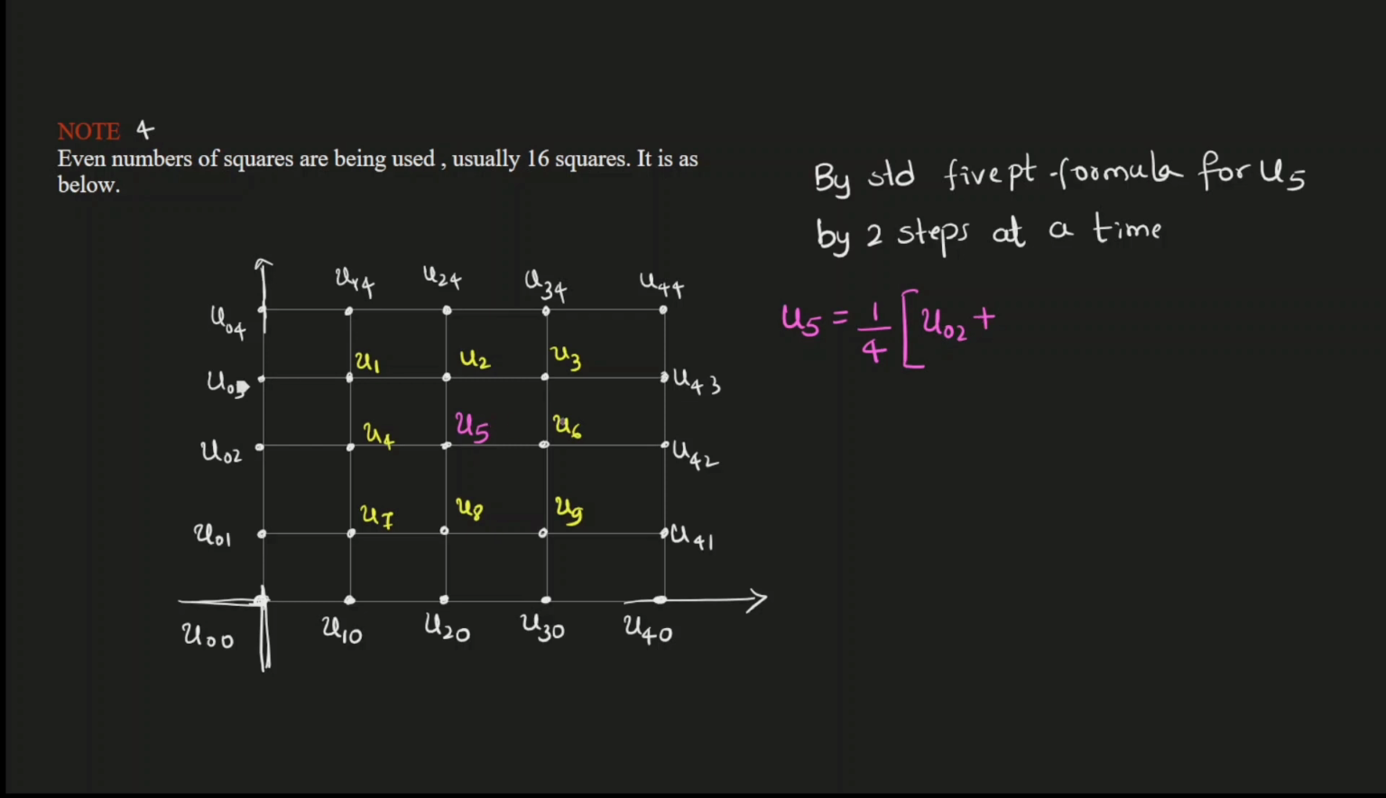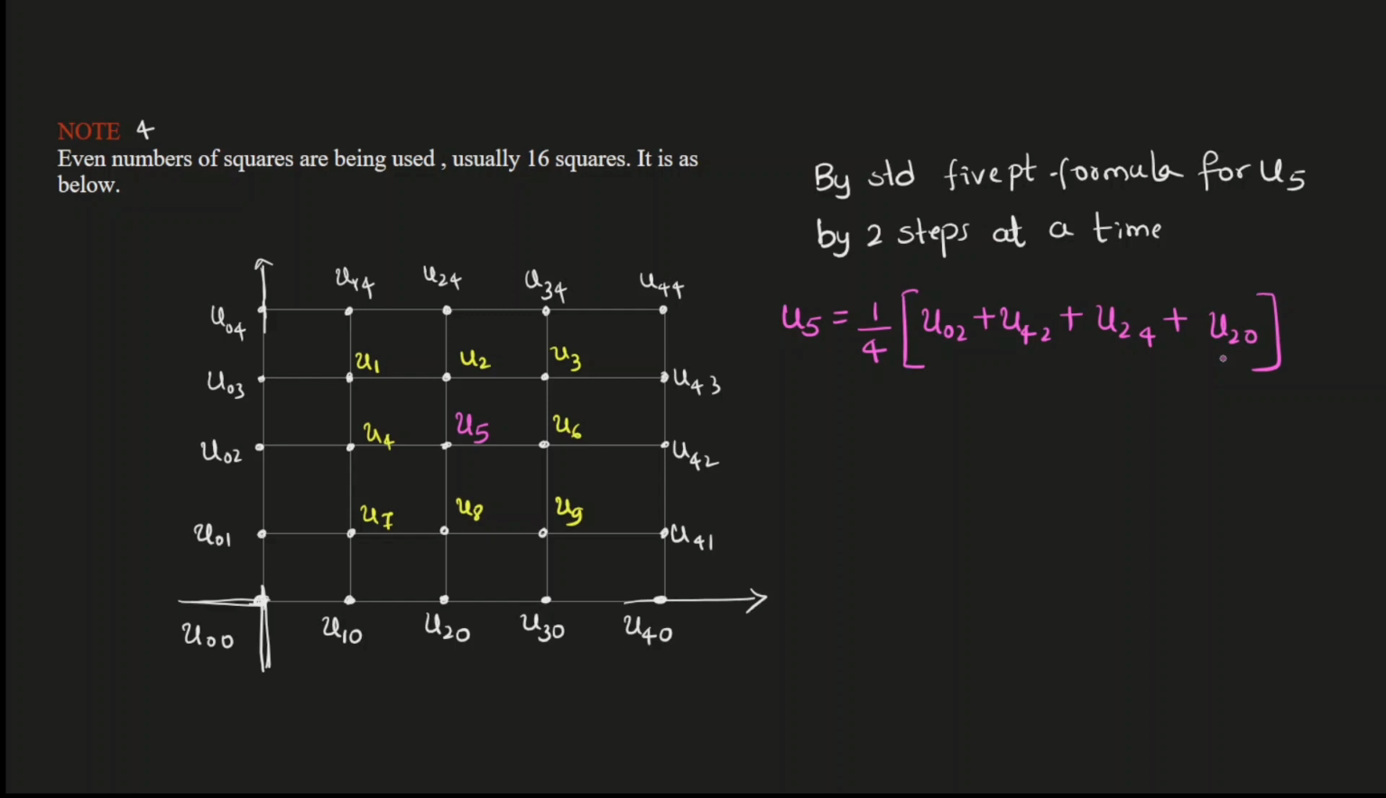U02 plus right value is U6. Leave this. Next value is U42 plus upper value U2. So leave that. Next step is U24. Then lower value U20. This is the formula to find U5.